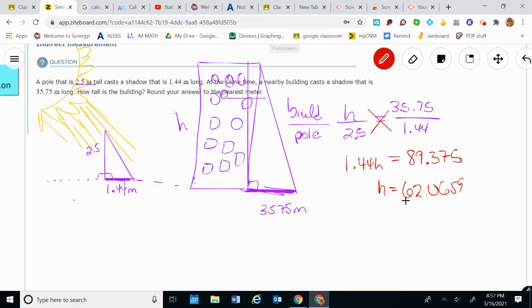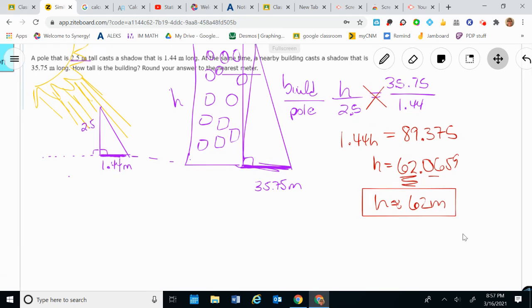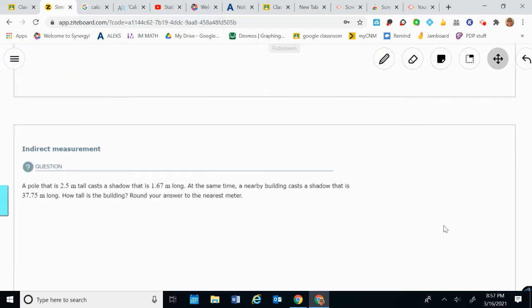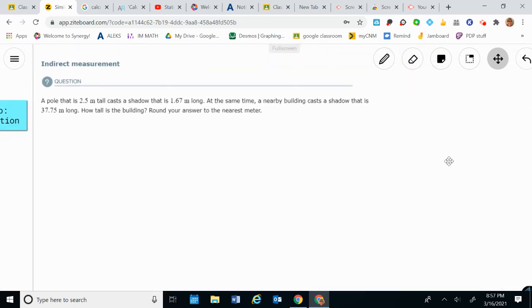Okay, it says to the nearest meter. And there you go. This digit is 0, so we don't round up. If it were 5 or greater, we would round up. So H is approximately equal to 62 meters. That's it. It's basically creating a situation where you have two similar triangles, and it's so much fun to realize.